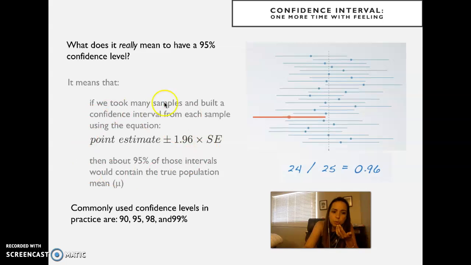If we were to compute these over and over again, imagine this is the true mean, and we decided to get 25 samples. I compute the confidence interval for sample number 1. I compute the confidence interval around the mean for sample number 2. I compute the 95% confidence interval for sample number 3, and so on and so forth. What does it mean to have a 95% confidence interval? It means that 95% of those will cross the true mean of the population.